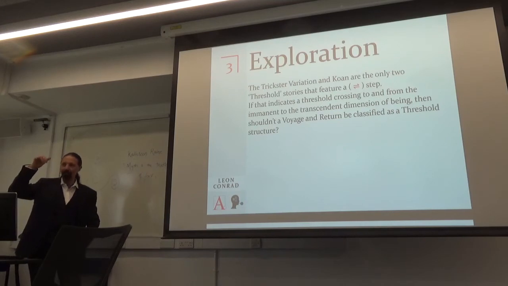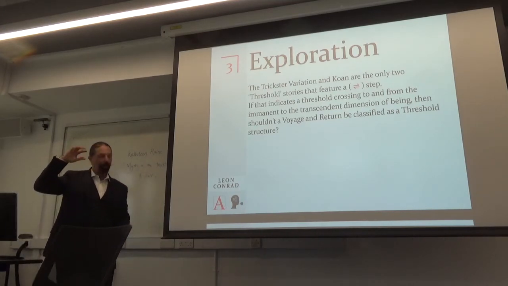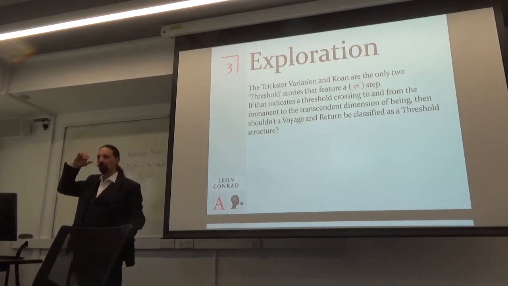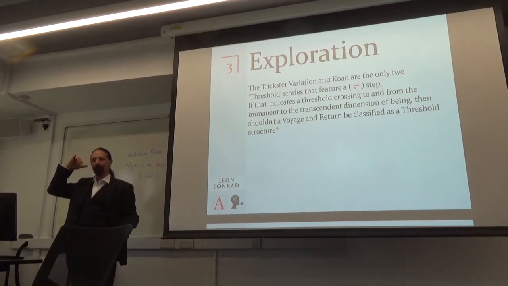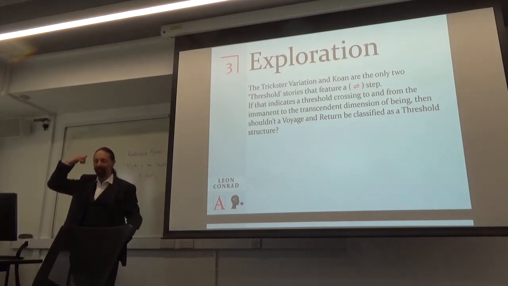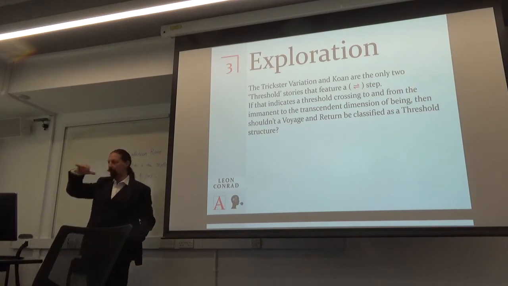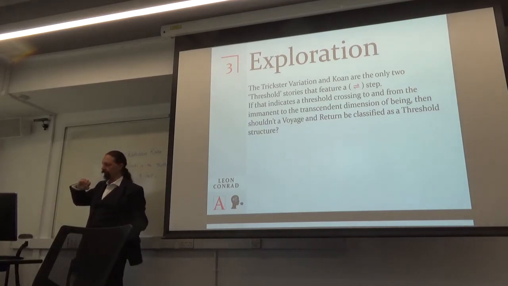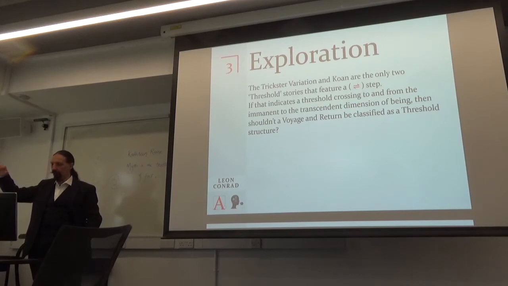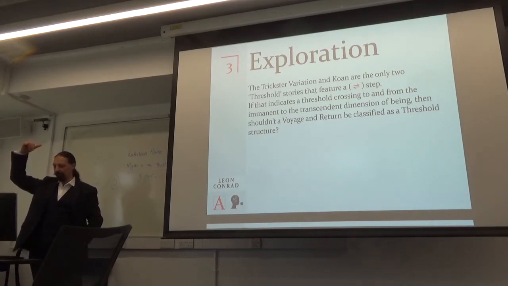The Trickster variation seems to have this shift into a transcendent moment. You have to go into yourself, you have to go to a higher level of being, try to make sense of stuff, question your own judgment, your own assumptions, and then come back to the dimension of being you were in. The koan obviously leads to enlightenment.